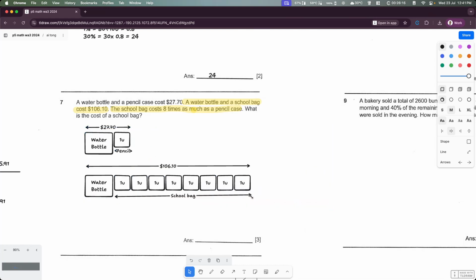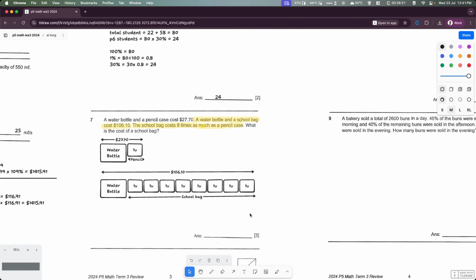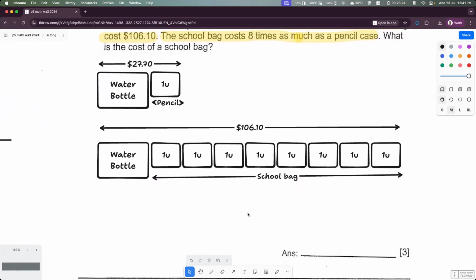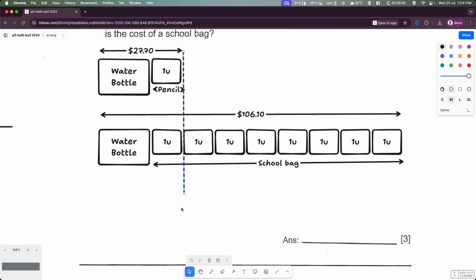Let me just make it a little bit smaller so that it fits in. Okay. So I think pretty straightforward. How much is a school bag? So what we can do is actually we can minus. If we minus 106 minus 27, if I put a dotted line over here, in a way, we can find the 7 units over here. So 7 units is equal to 106.10 minus 27.70.